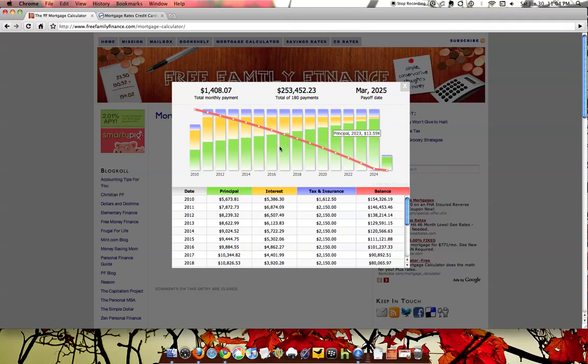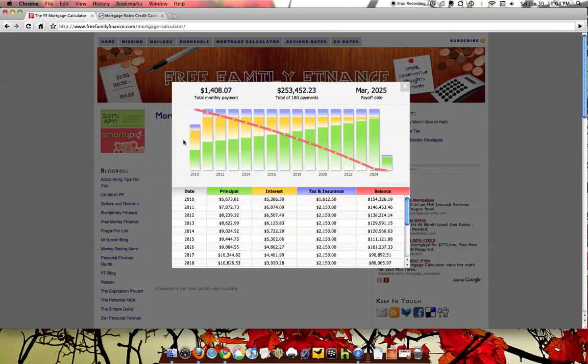This chart here is just a graphical representation of all these numbers below. Each year gets its own column. The green is the amount of principal you paid that year. The yellow is the amount of interest, and the purple is the amount of taxes and insurance. The red line is your loan balance decreasing over time until you get the house paid for right there. Boom. Awesome. So this is just a fancy way of showing this right here.